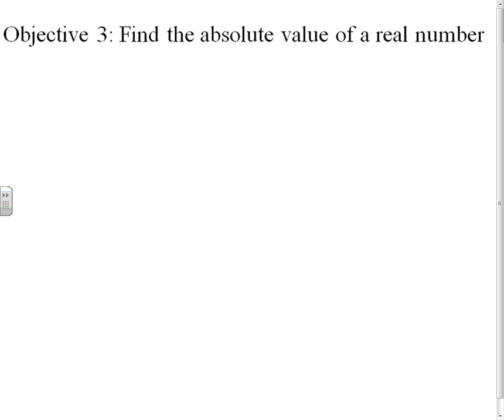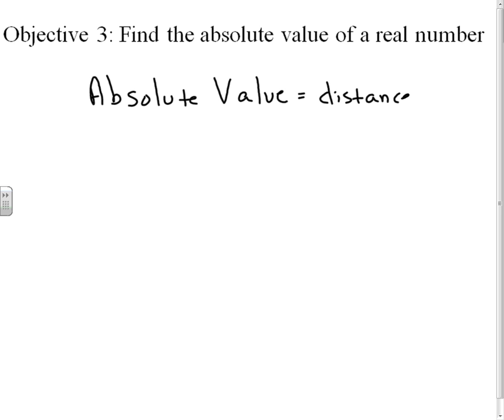The objective states that we need to be able to find the absolute value of a real number. First of all, absolute value really speaks about a distance that a number is from zero, or from some central location. In this case, we're going to say zero.